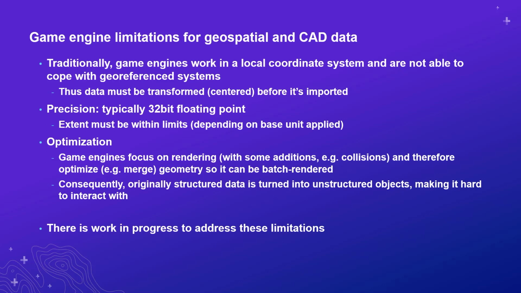Optimization. Game engines focus on rendering with some additions for physics, for instance, like collisions, and therefore optimize geometry heavily so it can be batch rendered. That means that your original data is typically transformed and turned into unstructured objects. That makes it hard later on to interact with these objects or to retrieve semantic information that was originally present. But the good thing is there's quite a lot of work going on to address these limitations at the moment.